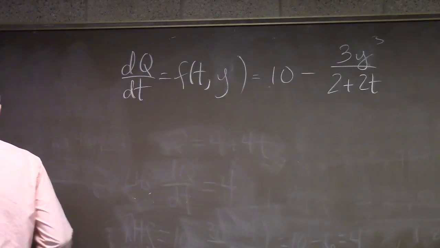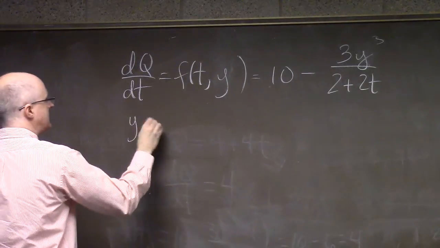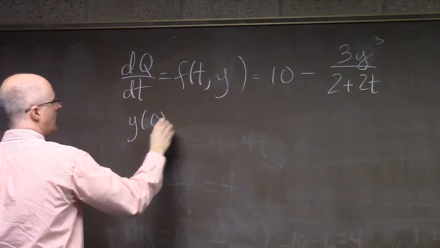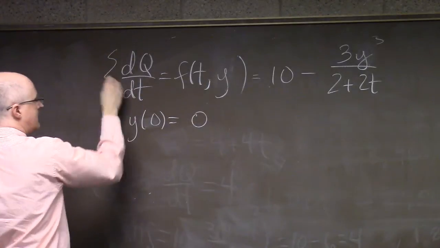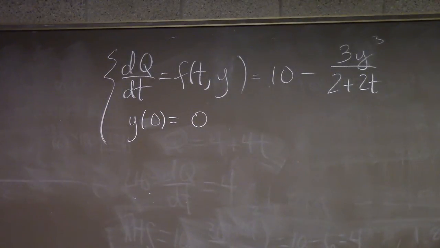Let's add an initial condition in here, make it an IVP, y of 0 equals 0. Let's keep that simple. How could we possibly approximate the solution if we don't have a formula for the solution? And evidently, if there's no hope for finding a formula.